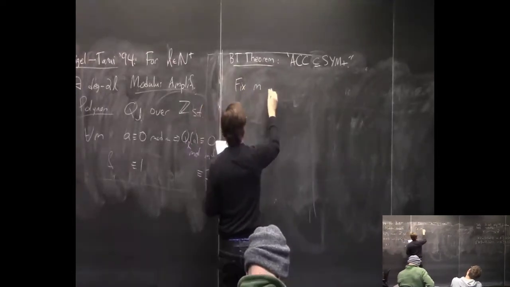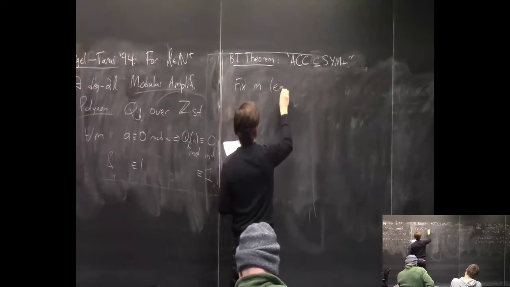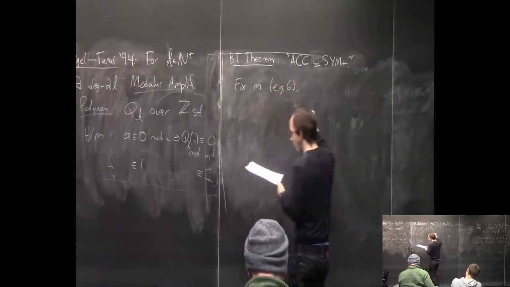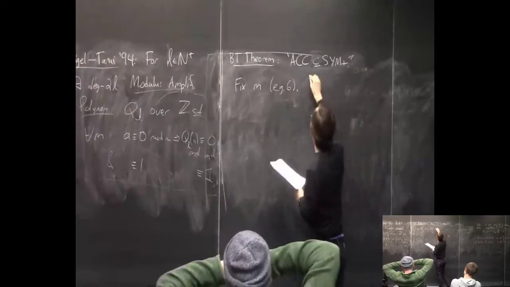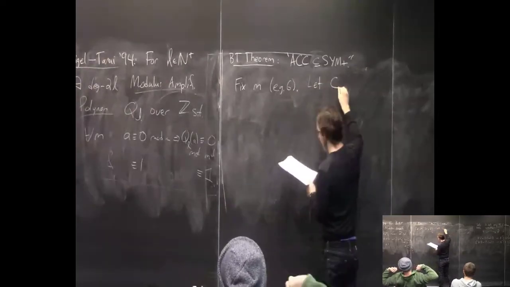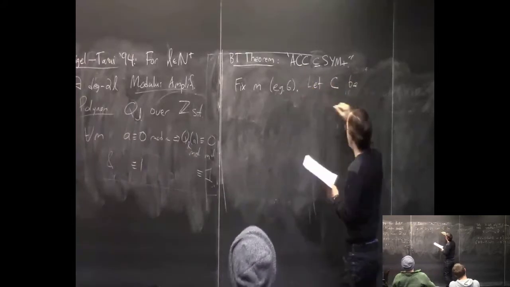So fix an M. That's a modulus. In your head, just imagine it to be 6. That's the least number which is not a prime or a prime power. So let C be in this class, ACC.